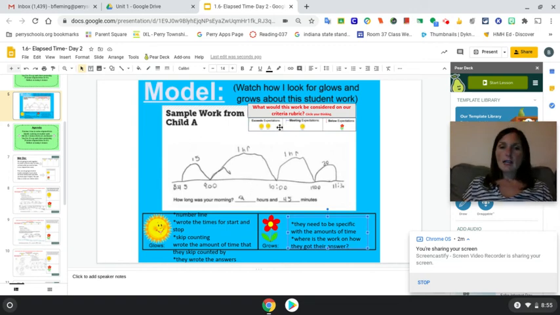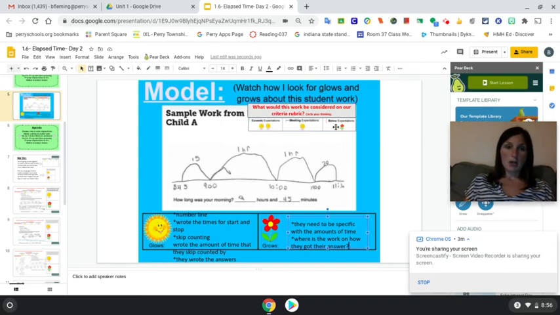So if I'm looking at this, where do I think this would be on the criteria rubric? Is it exceeding expectations, meeting expectations, or below expectations? Well, they definitely have an answer, and it seems like their answer makes sense with showing 2 hours, and there are 2 hours. This was 15 minutes, and they wrote 15 minutes. So that definitely shows that they know what they were doing here.